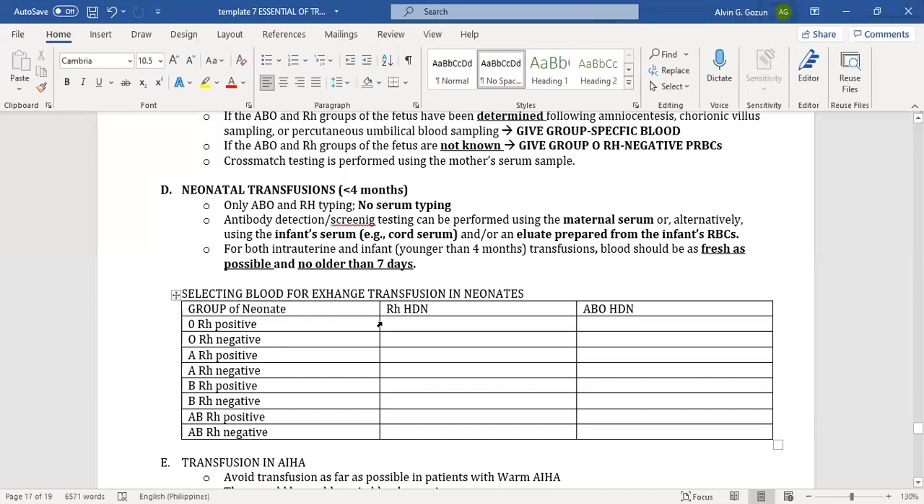Okay, kapag ang baby may RH-HDN tapos ORH positive, okay, yung blood type niya, kailangang ibigay, syempre, O, RH negative. Si ABO naman, it should be ORH positive. Sige nga, assignment nyo. Hanapin nyo nga to sa book ninyo kung ano yung sagot dito. Okay?